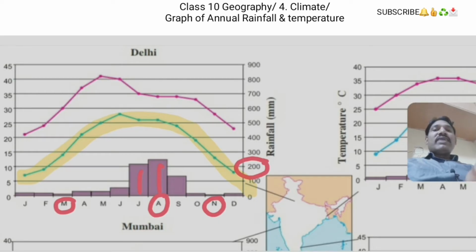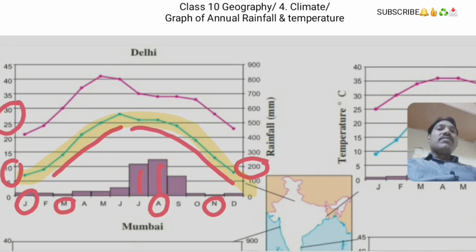In the month of January we have very low temperature, between 5 and 10 degrees. Then it rises in February, March, and in July it increases to between 25 and 30 degrees centigrade. Again it falls down to 10 degrees centigrade in the month of December. Okay students, so here it is the minimum temperature.